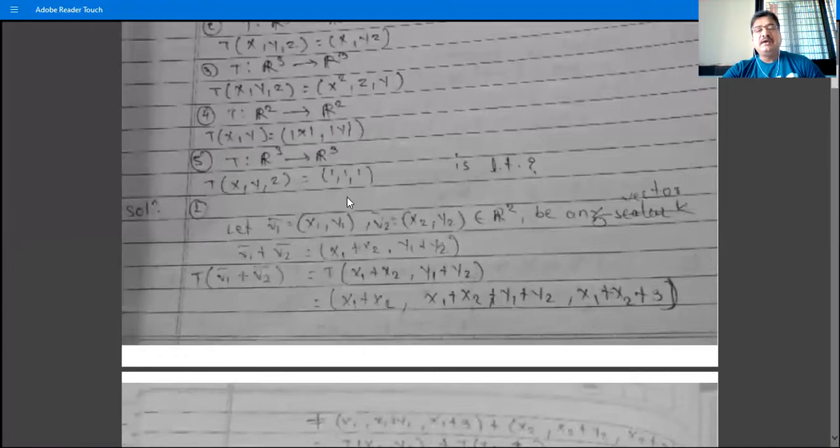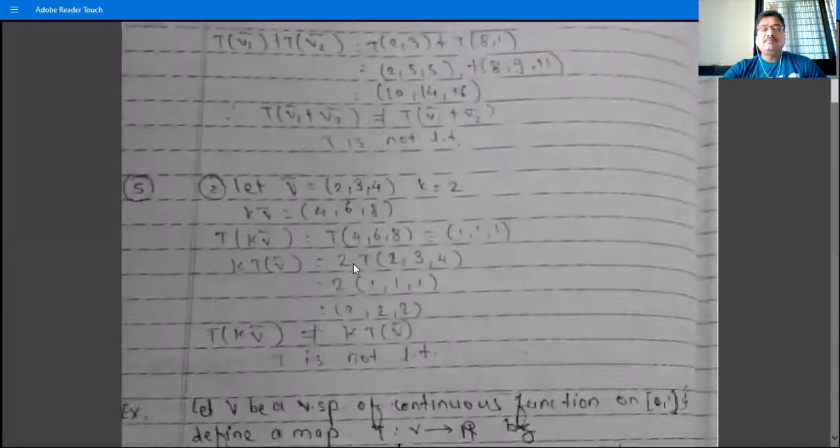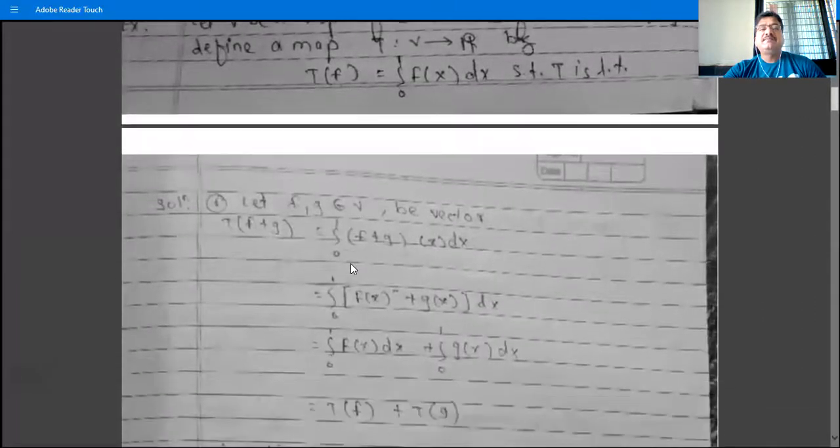Similarly, the second property fails for this. If you take k as a negative number, then T of k v bar is not equal to k T v bar. So write the counter examples for the failing property. Similarly, this is the example.